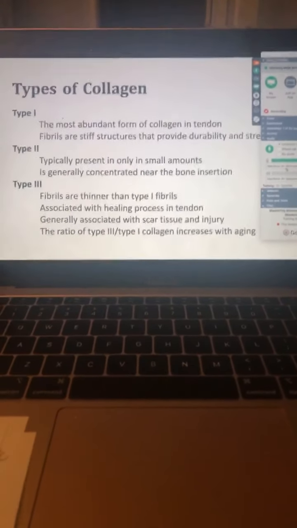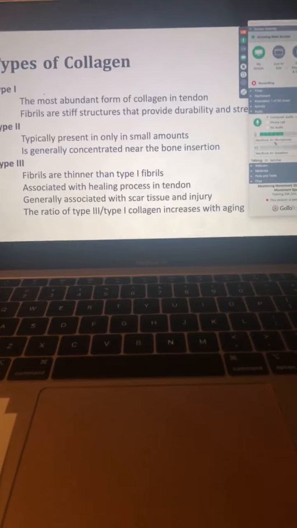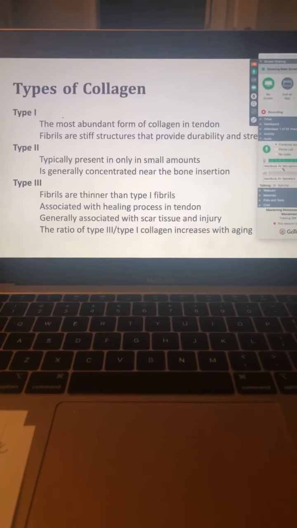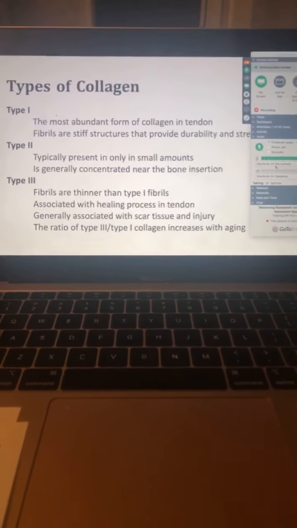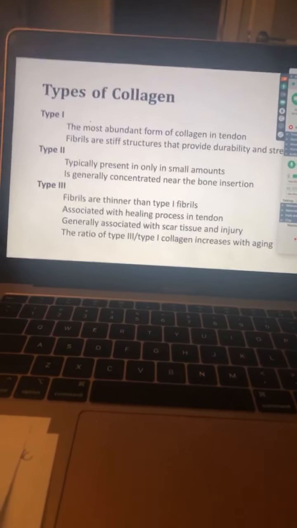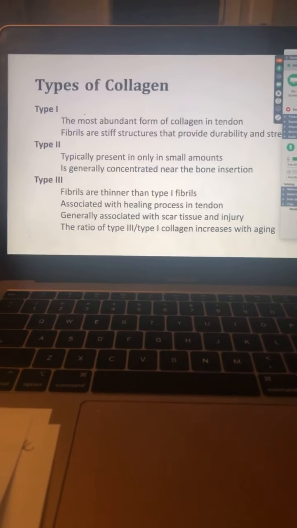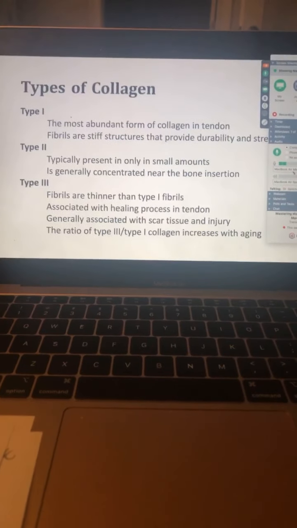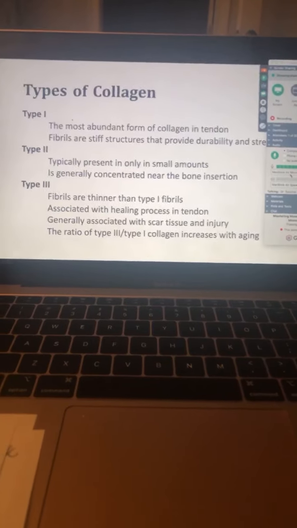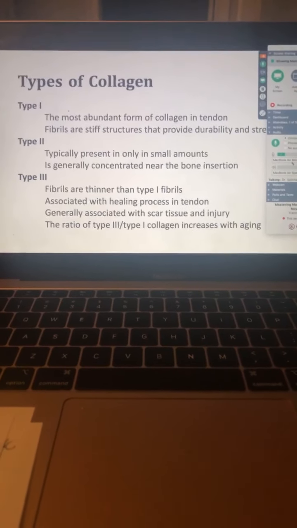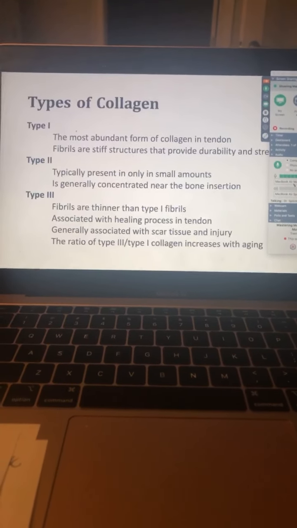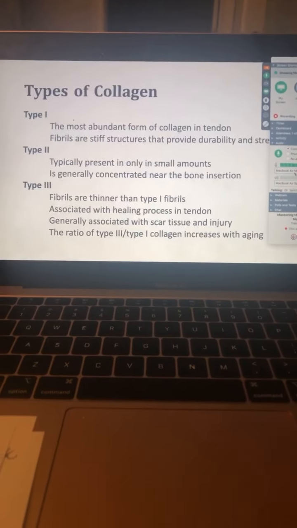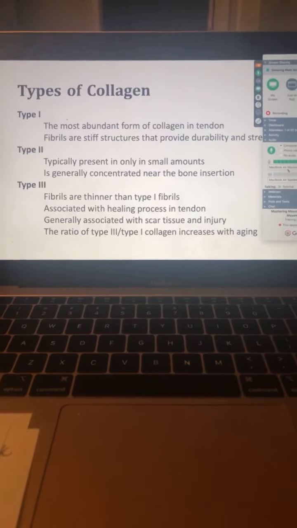You do still have type 2 within your connective tissue and in your tendons. But what's interesting is that you actually find type 2 more in association to the tendon bone insertion. And then type 3 is actually going to be thinner. So you could think of it as more fragile in a sense. This is what's initially laid down when you have an injury to the connective tissue or to the tendons. And that means that it's obviously associated with scar tissue. When you have a higher ratio or concentration of type 3 versus type 1, that tendon or connective tissue is, quote unquote, weaker or more susceptible to injury under load.